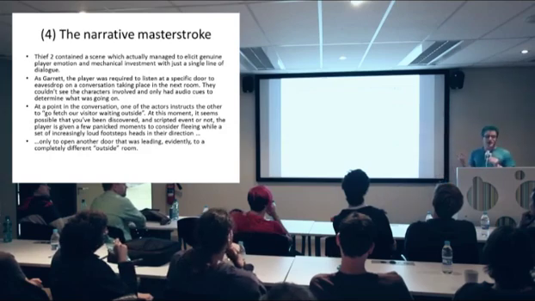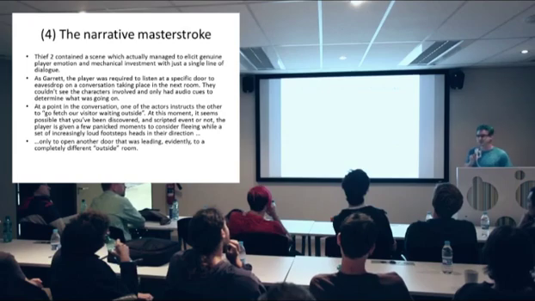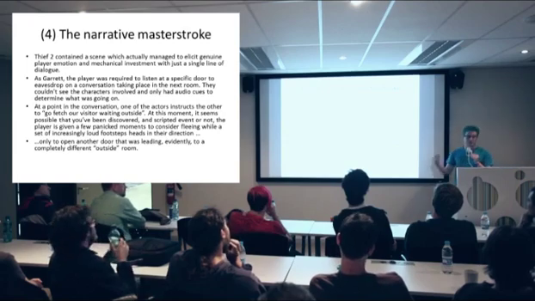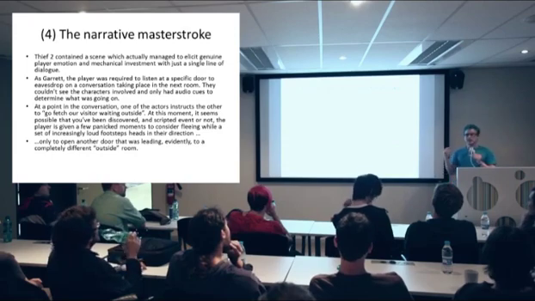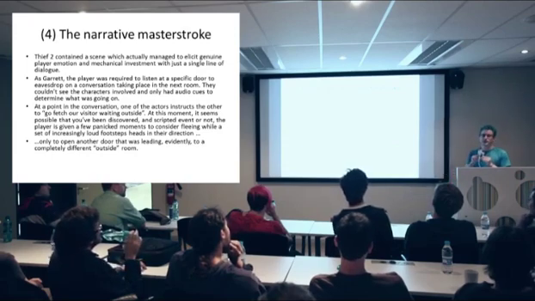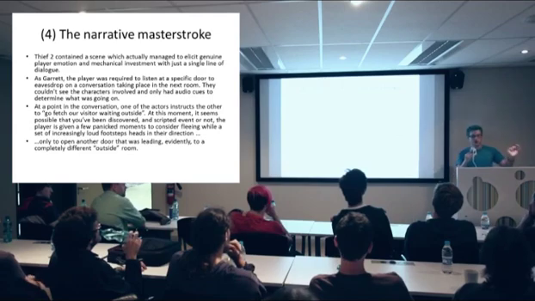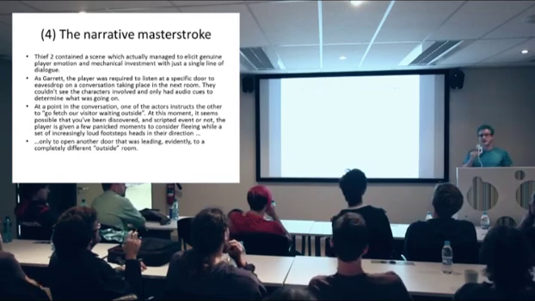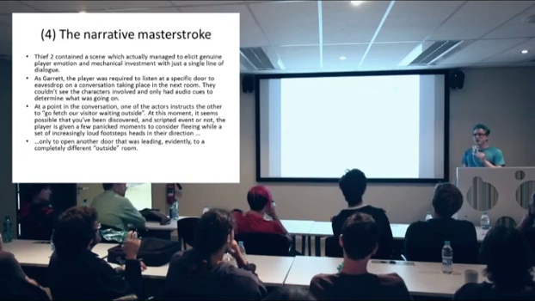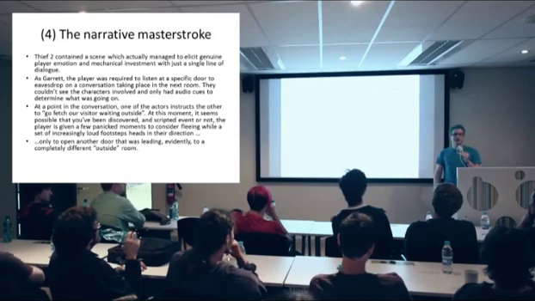Thief 2 contained a scene which actually managed to elicit genuine player emotion and mechanical investment with just a single line of dialogue. As Garrett, the player was required to listen at a specific door to gain information to progress the plot. They couldn't see the characters that they were eavesdropping on, but they could hear everything that was going on in the room, right down to the footsteps. Now, at a particular point in the conversation, one of the actors instructs another one to go fetch our visitor waiting outside. And in a situation where the player happens to be waiting outside a door, listening to these people, you can understand that that's a very terrifying sentence to hear.